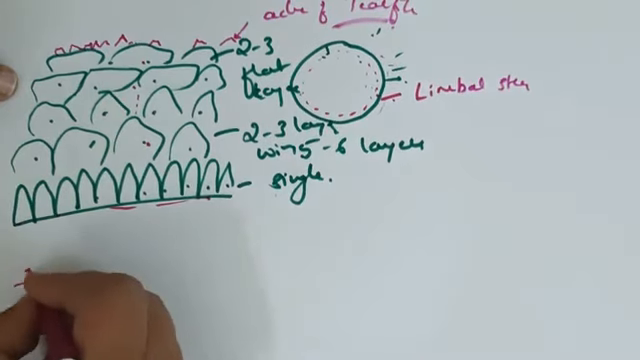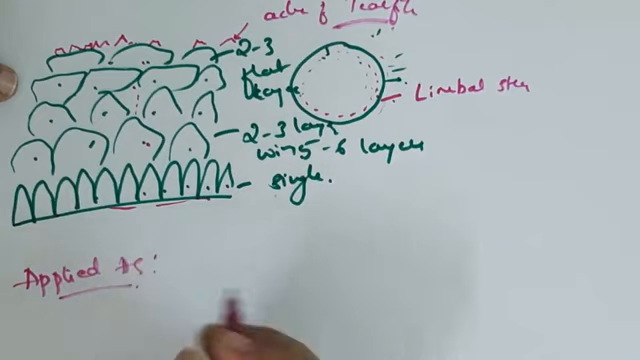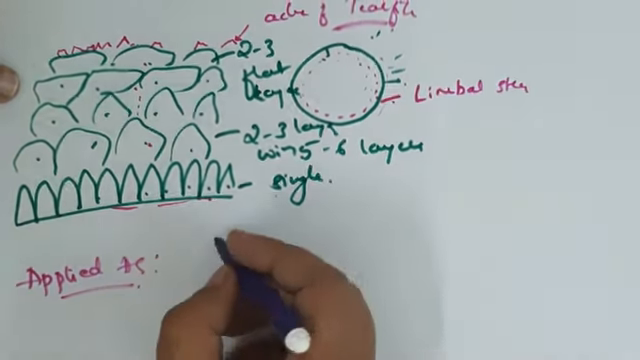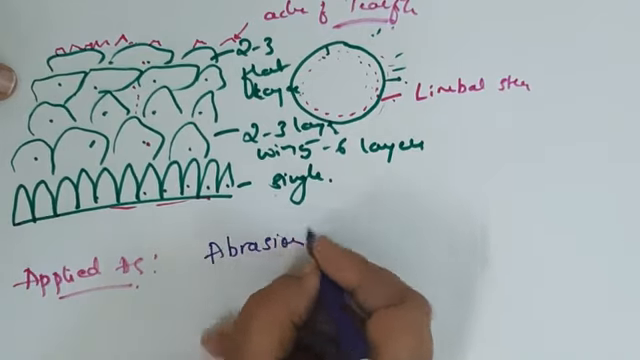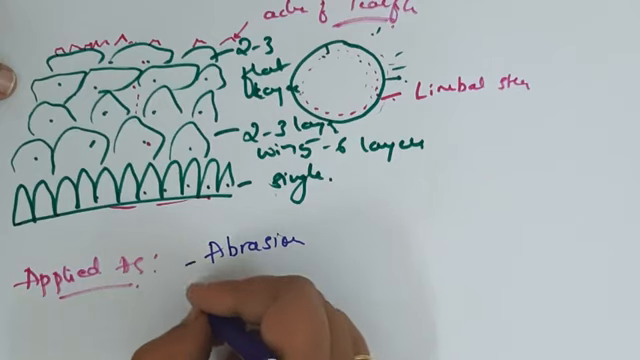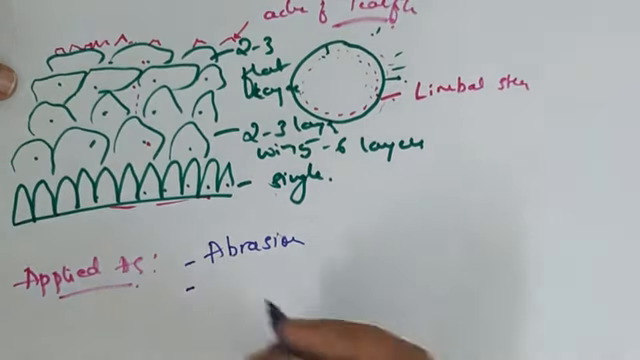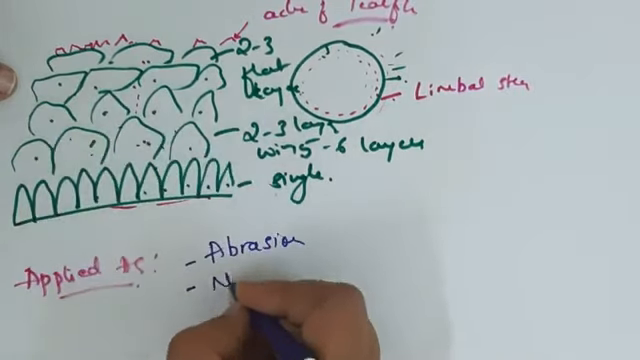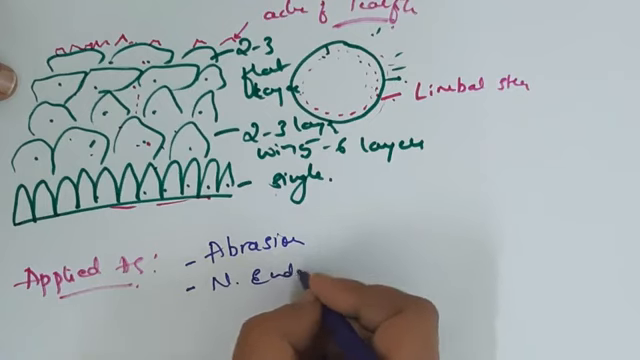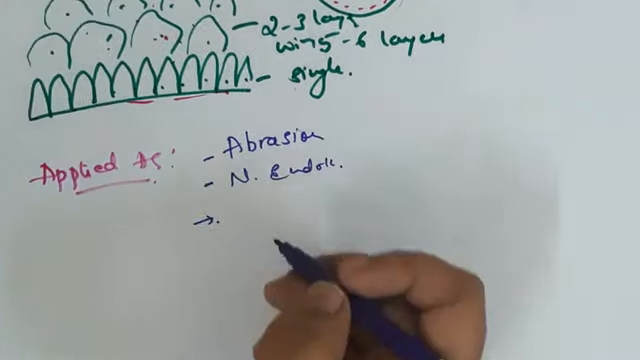So coming to the applied aspects here. The epithelium is the first layer, hence more prone to injury. So there are chances of epithelial abrasion, where there is loss of epithelium. In those cases, the patient will have severe pain because the nerve endings which are there in the epithelium are exposed. Because of exposure of the nerve endings, the patient will have severe pain and photophobia whenever there is epithelial abrasion.